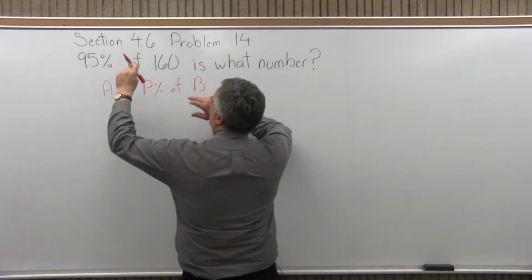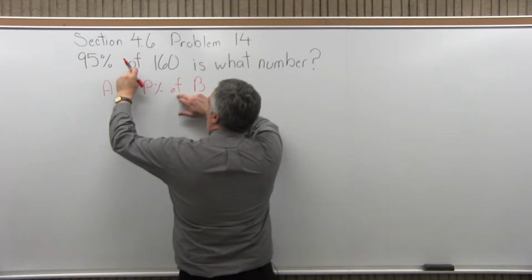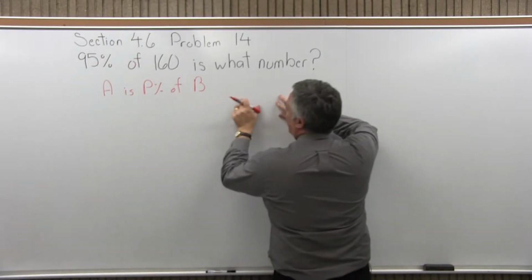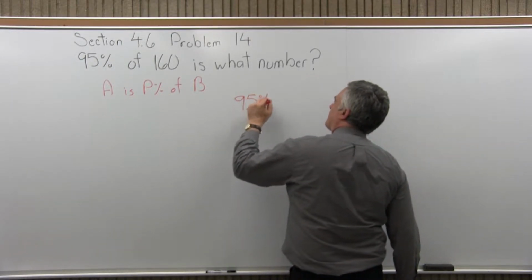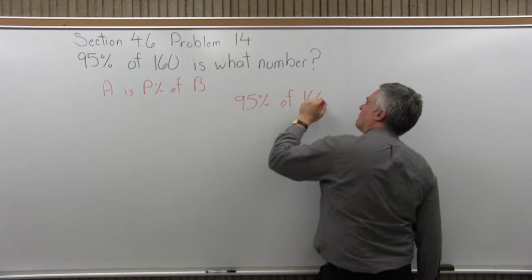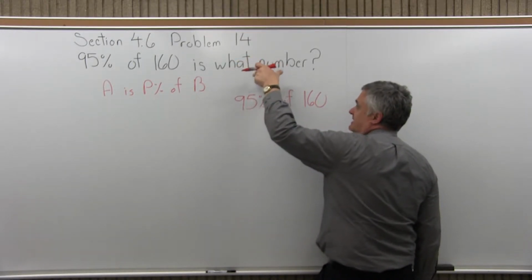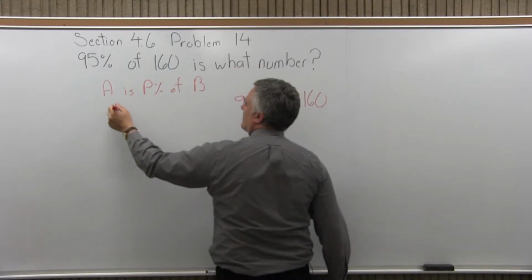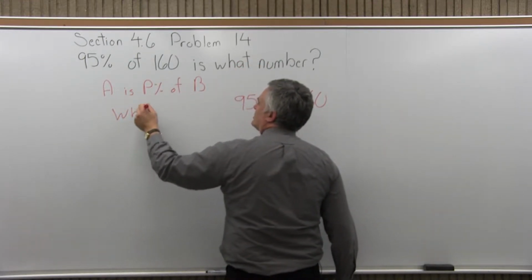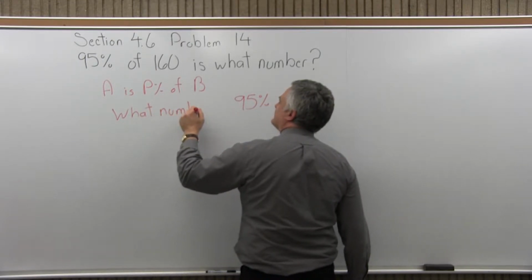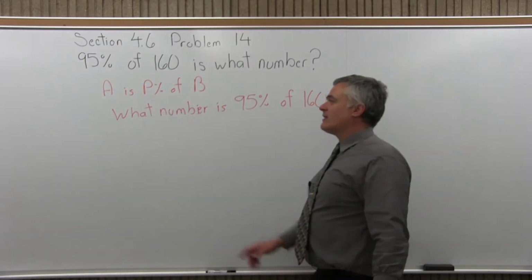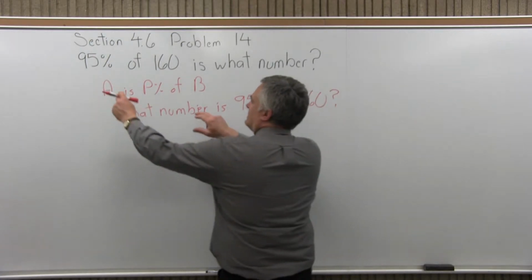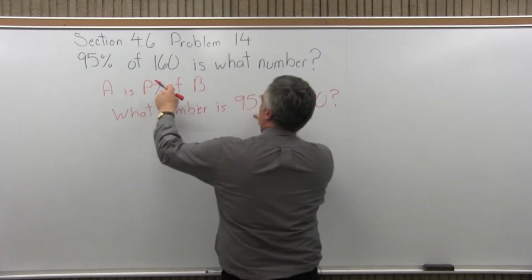So what you want to do is lock into the word of, and what's to the left and right has to stay with it. So 95% of 160 has to go to the right portion of our sentence. And then what's left? What number? That's the unknown. That's going to be the A. That has to go to the beginning. So we rearrange the question to what number is 95% of 160? Now it's in that format, A is P% of B. A is the unknown, the what number, is P% of B.